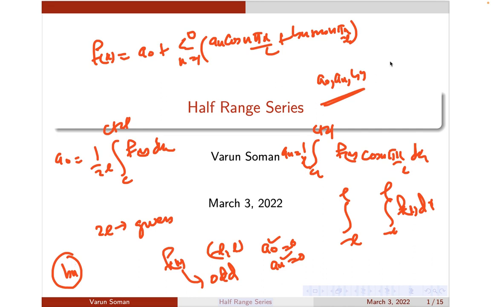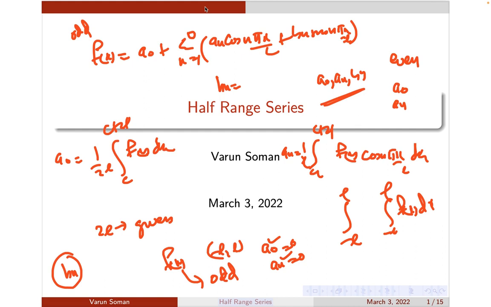Suppose your function is an even function. Then a naught will be there, an will be there, but your bn would be 0. Why? Because in the formula for bn you have f of x into sin n pi x by L, and since f of x is even, f of x into sin n pi x by L will be an odd function, and therefore the integral will also become 0. So if the function is odd or even, the Fourier series computations are simplified and the expansion is much simpler.